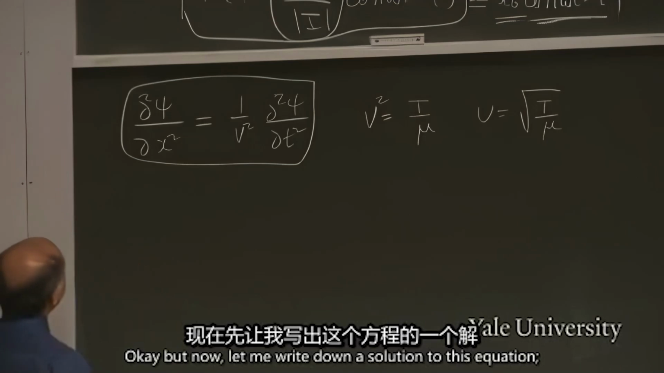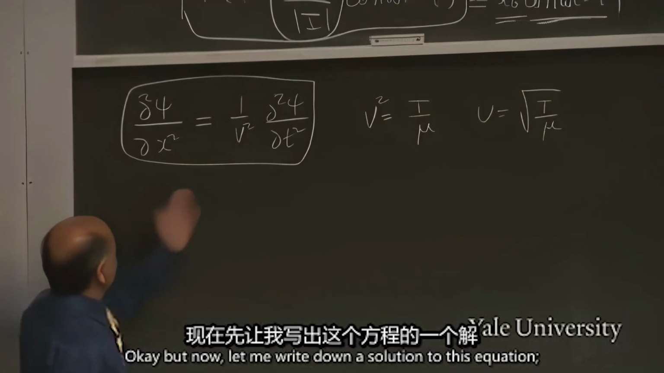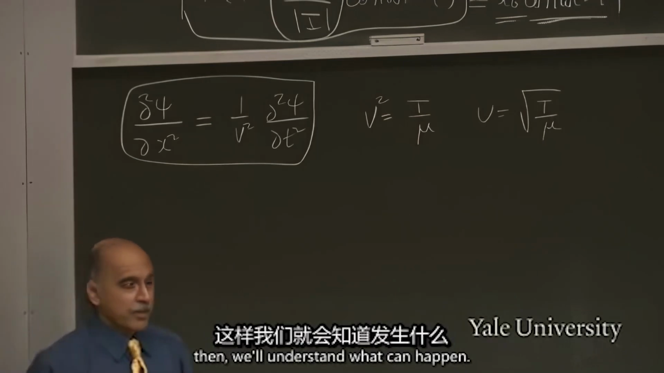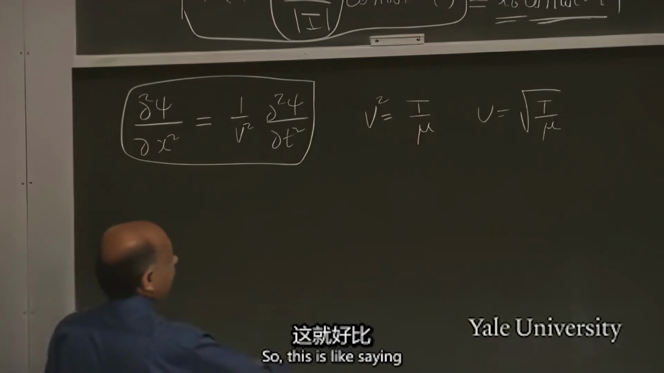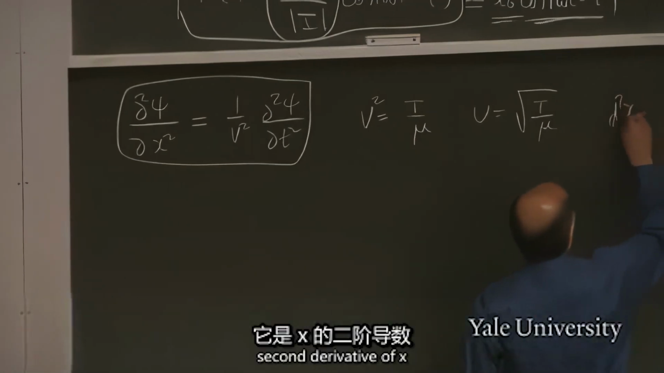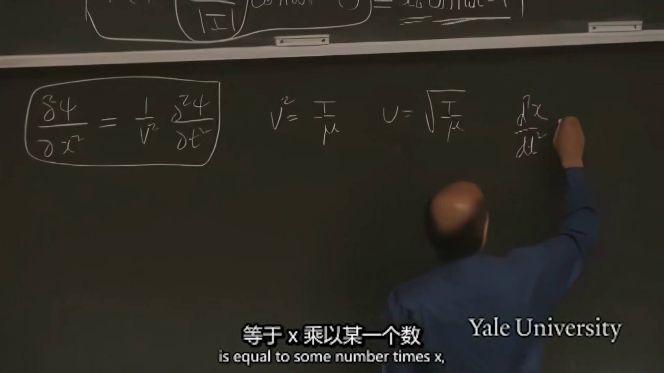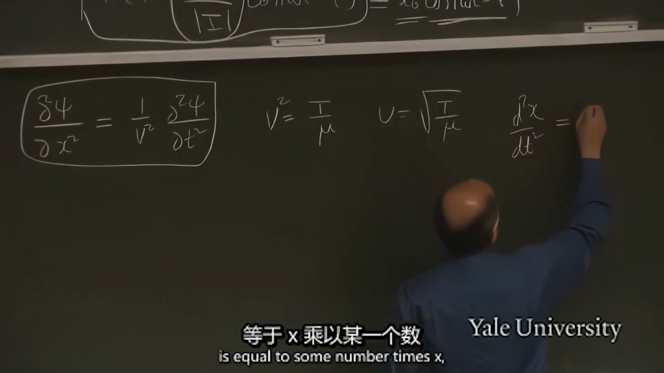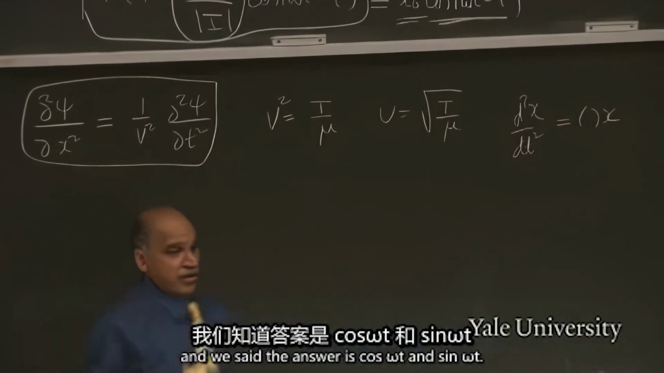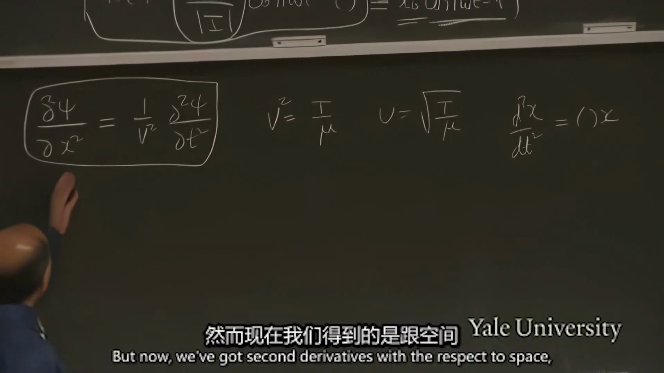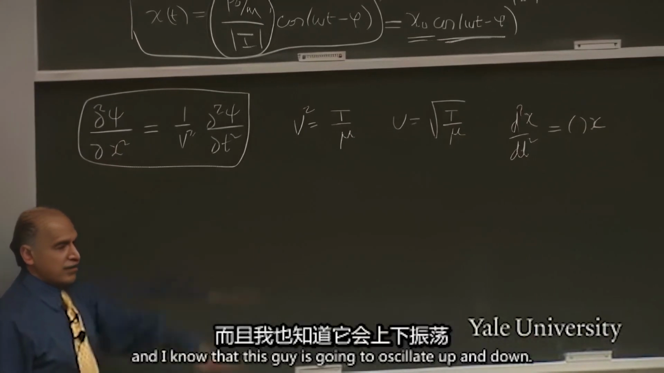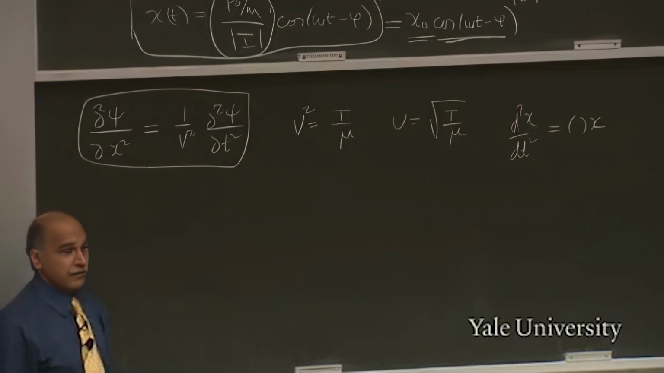Okay, but now let me write down a solution to this equation. Then we will understand what can happen. So this is like saying I got some equation, second derivative of x is equal to some number times x. And we said the answer is cos omega t and sin omega t. But now I got second derivative with respect to space, second derivative with respect to time, and I know that this guy is going to oscillate up and down.